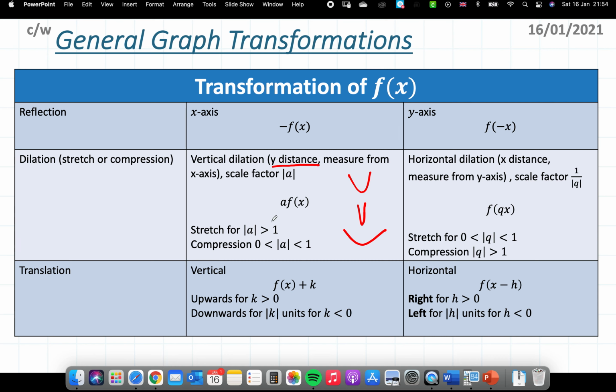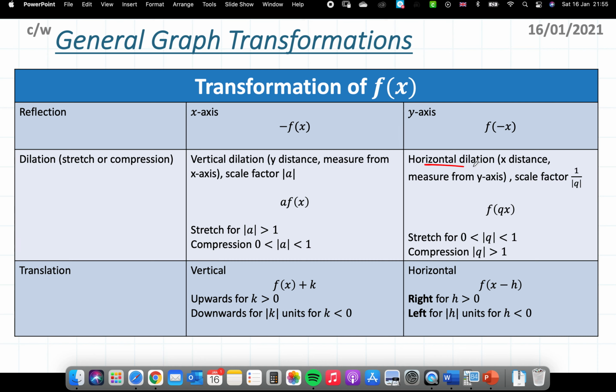Okay, so this is really important. So what we've changed is the y distance, the distance from the x-axis, the y-coordinate distance. And the way you measure it is from the x-axis. So you're going to measure from the bottom, from the x-axis to here. This will give you the y distance. So you measure from the bottom to the top.